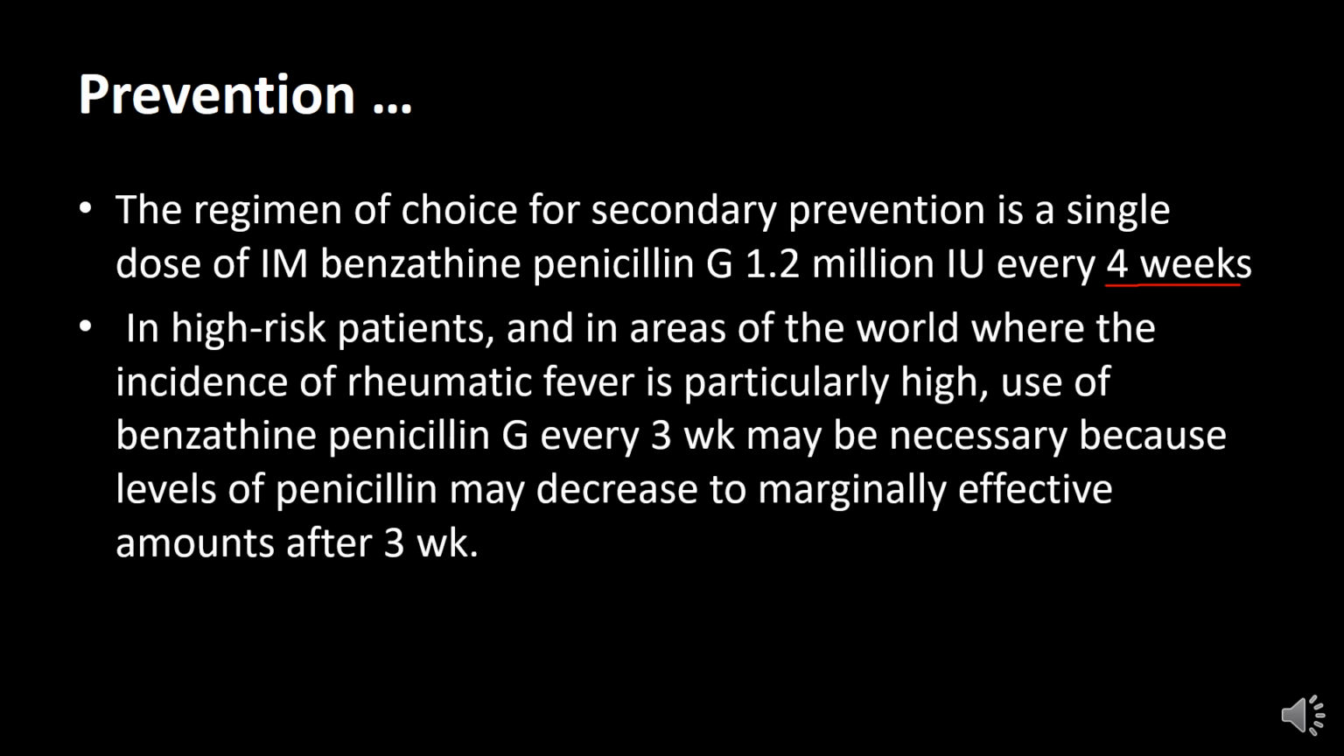However, there are a few exceptions to this regime. Those children who are at very high risk of contracting streptococcal infection, of course, this will be informed by the epidemiological information. If a child is living in a place where the prevalence of streptococcal throat infections is very high, you may not want to wait until 4 weeks are over, but you may give them their benzathine penicillin every 3 weeks instead of 4 weeks. That is because in the last week of the 4 weeks, usually the concentration of the benzathine penicillin is very minimal and it may not offer adequate protection.